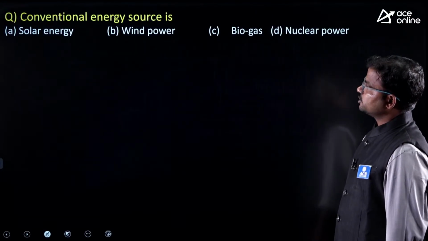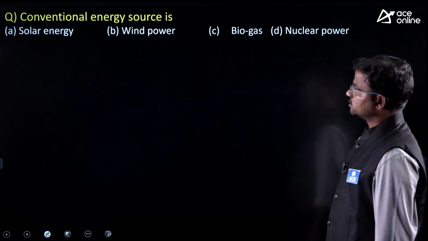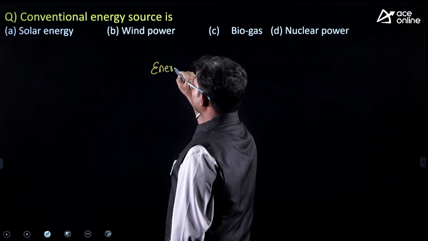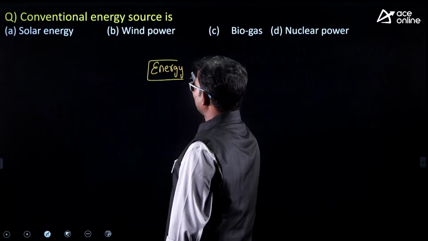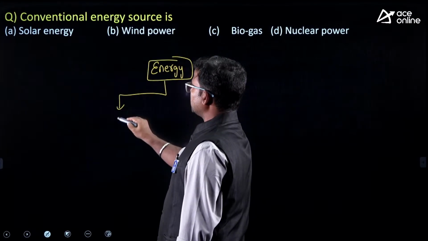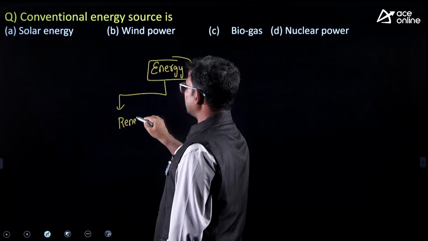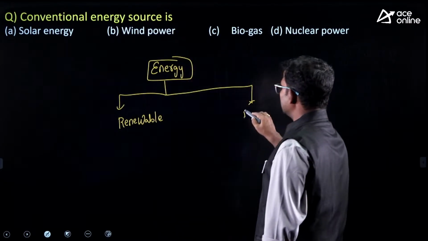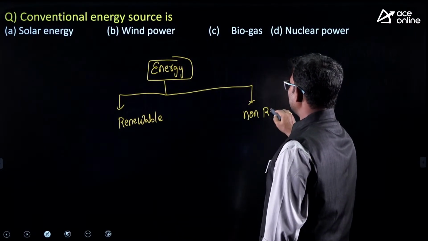Okay, right. So conventional energy source is. Actually guys, energy sources are classified into two types. One is renewable energy, and the second one is non-renewable energy.